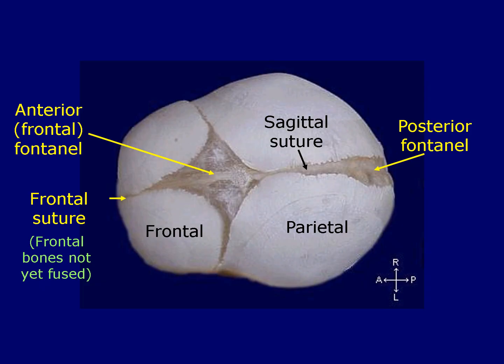This slide shows a superior view of a fetal skull. Notice the pointed areas on the skull bones. These are primary ossification sites. Notice the frontal suture. This suture is not present after birth. The frontal bone in adults is usually one smooth and solid bone, but in fetal life, there are 2 frontal bones that fuse along the midline before birth.